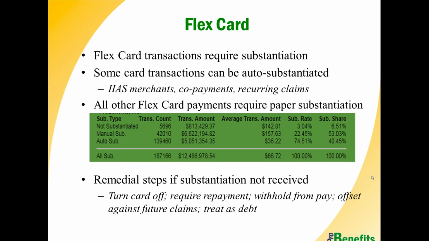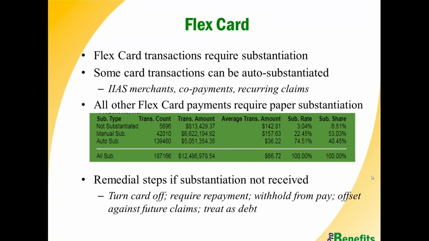The additional steps here after that to get repayment can depend on state law and some other issues. For example, sometimes employers can withhold that money from pay or offset it against future claims. And then finally, if none of these methods work, maybe the participant has terminated a year ago and you still don't have substantiation, then you essentially just treat that money as debt. But the key is you start by turning off the card and requiring repayment from the participant.